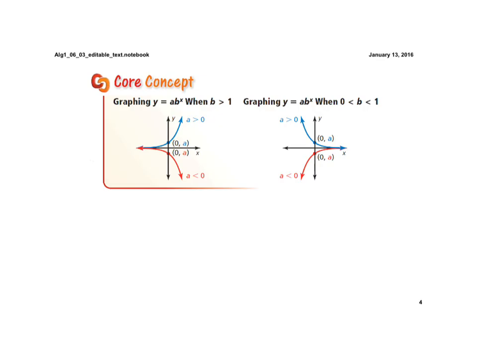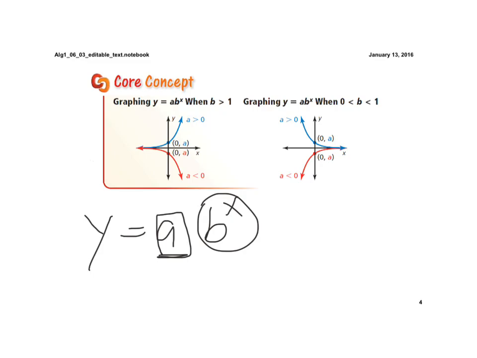Graphs of exponential functions look like this. If the a is positive, meaning the number that we're multiplying by the b to the x, if this number is positive, my graph looks like this. If it's negative, then it would reflect over the x-axis, just like it did before. And that's if b is greater than 1.